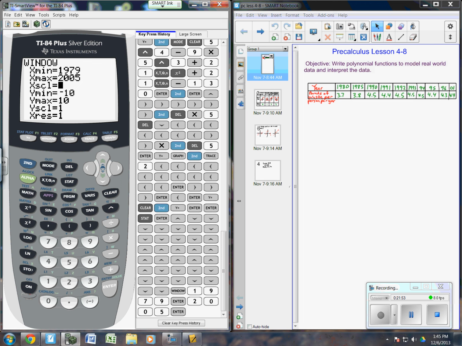Okay, what should we put our x scale at? We're going from 1979 to 2005, which is 26 marks. Generally, 20 marks is the most you want to go. So maybe every 2 years, because it's only 26 years. So put a mark every 2 years.